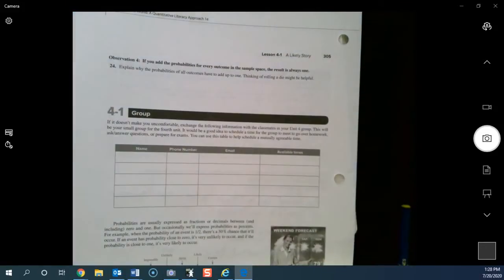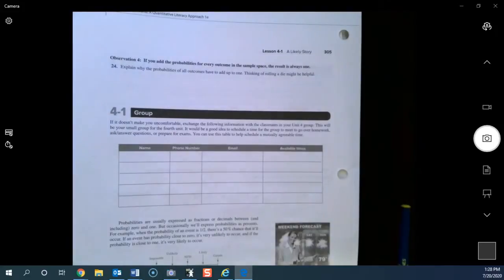Okay, problem 24. This is going to be our last problem of this section. It says, observation 4, if you add the probabilities for every outcome in the sample space, the result is always 1. Explain why the probabilities of all outcomes have to add up to 1. Thinking of rolling a die might be helpful. Okay.